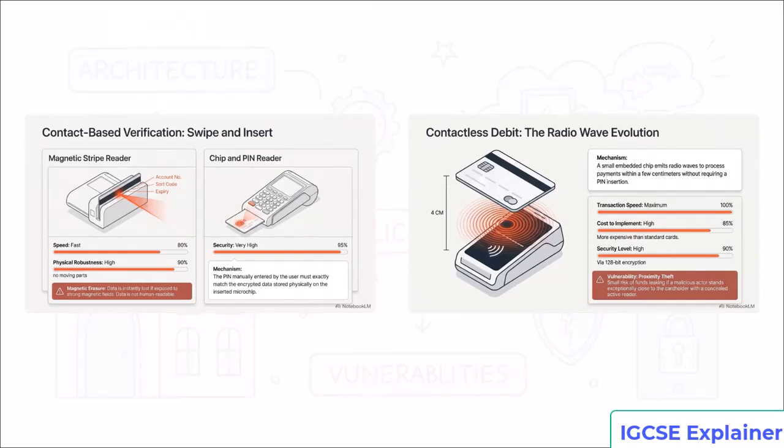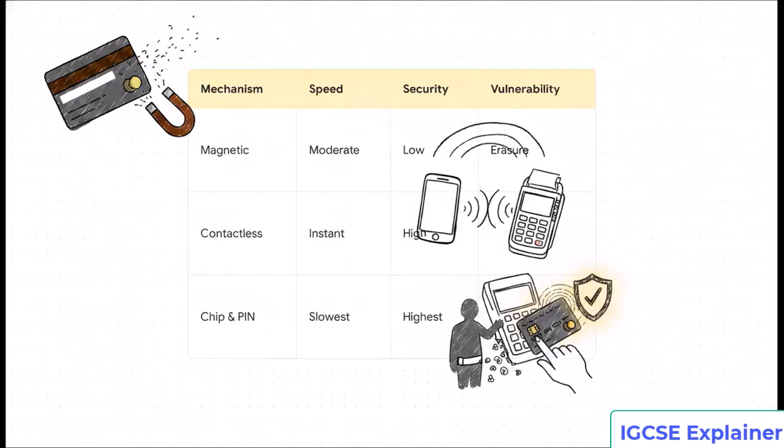Compare that to the radio wave evolution of contactless cards. You've got a tiny embedded chip emitting radio waves, firing off a payment via 128-bit encryption from up to 4 centimeters away. It's an absolute game changer for everyday convenience. Now, the really crucial thing to understand here is the constant tug-of-war between speed and security.